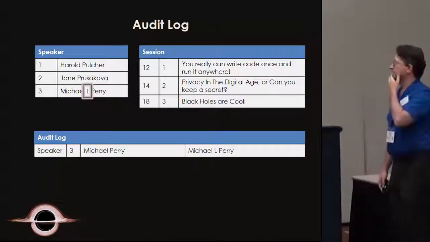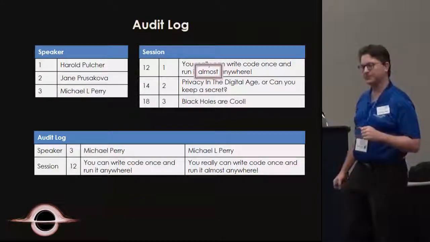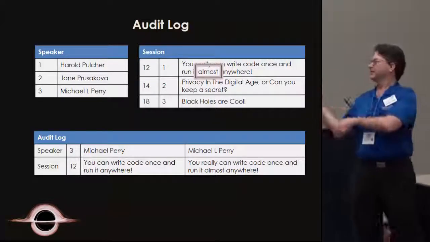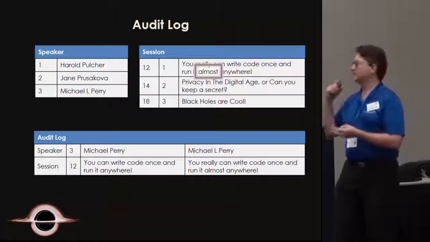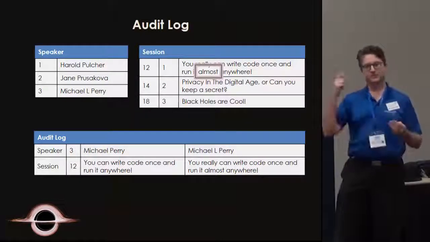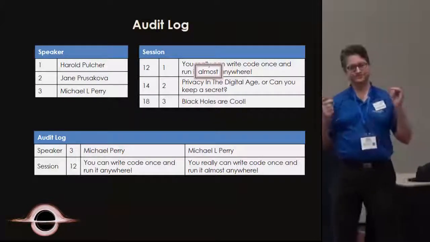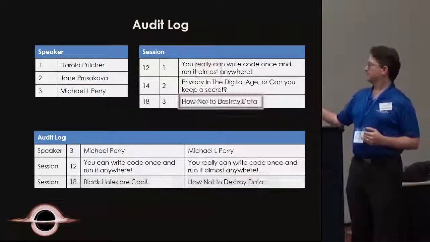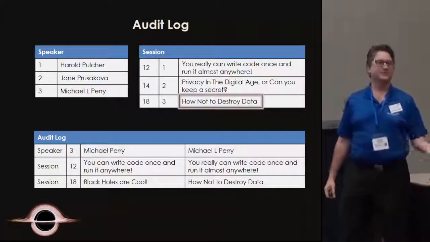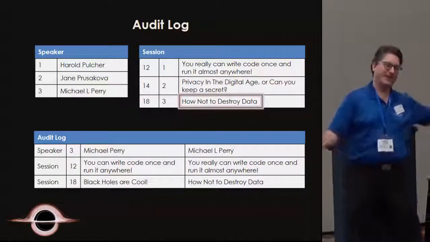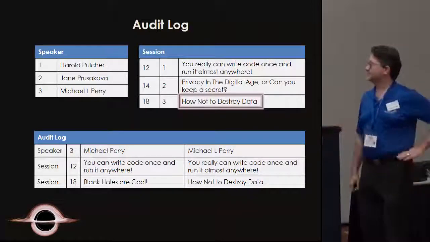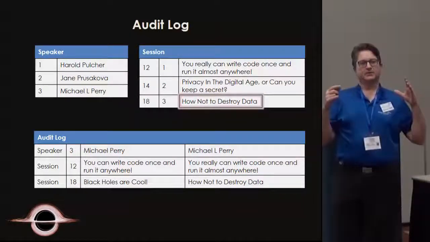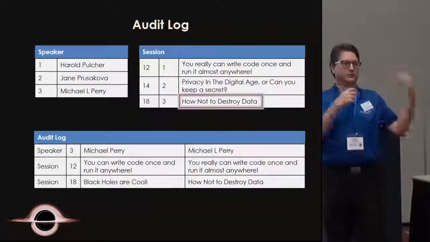Okay, and then Harold came along and said, well, I can't really say that you can run it anywhere, but you can run it almost anywhere. So we insert into the audit log, okay, session 12, we changed the title from run it anywhere to run it almost anywhere, and we captured that change in time. And then black holes are cool. Well, we really don't want to do a physics talk, so okay, how not to destroy data, fine. So completely change the title. Now, this is a pretty typical way of recording changes to your relational database over time.